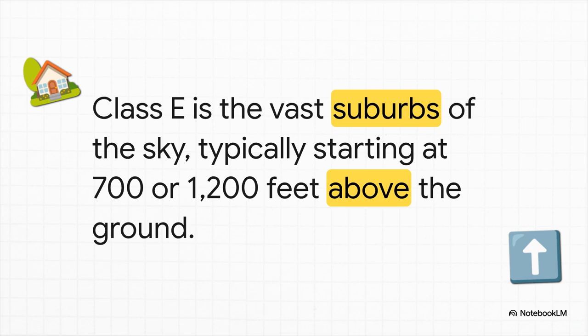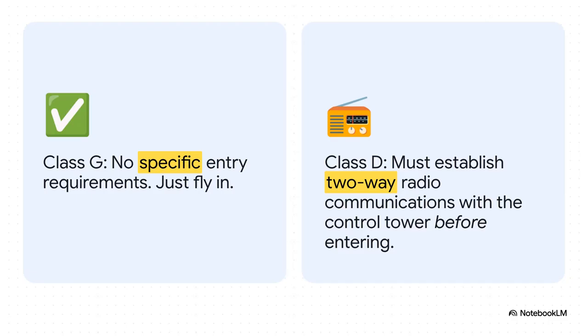So the first and most common type we're going to hit is Class E airspace. If Class G was the countryside, you can think of Class E as the sprawling suburbs that connect everything else together. For most of the US, it kicks in at either 700 or 1,200 feet off the ground and just covers a massive area.